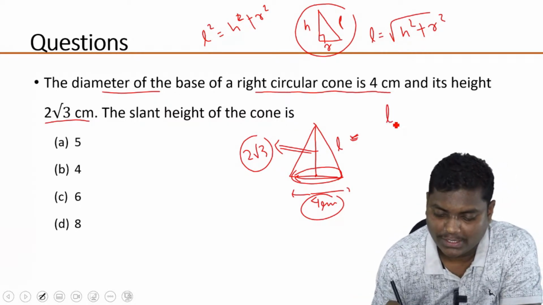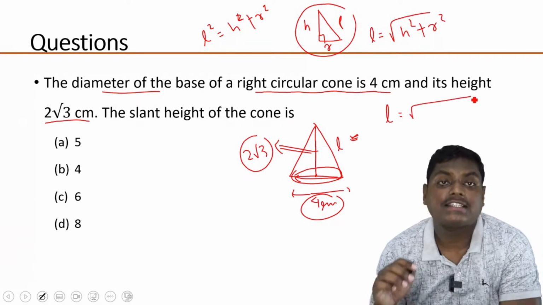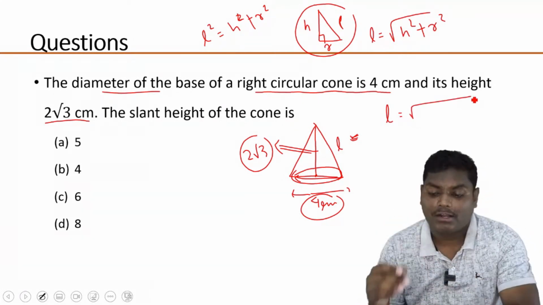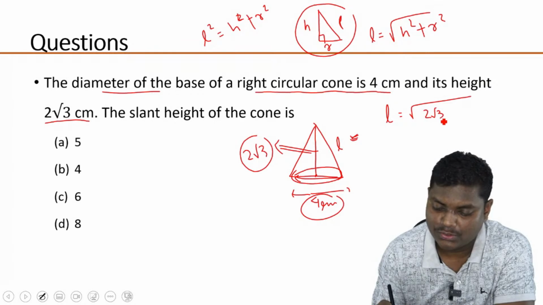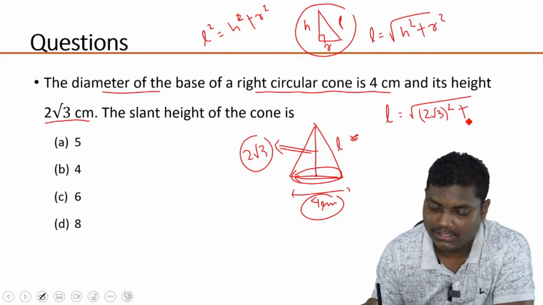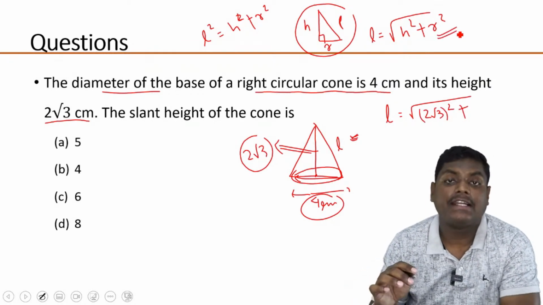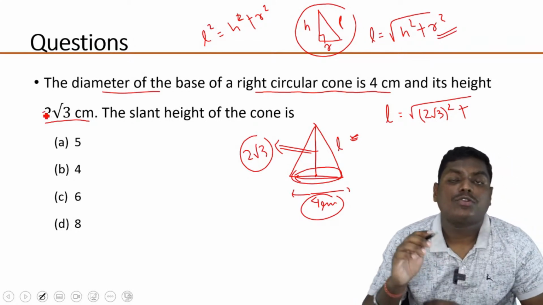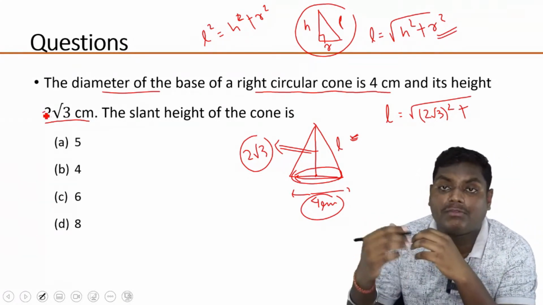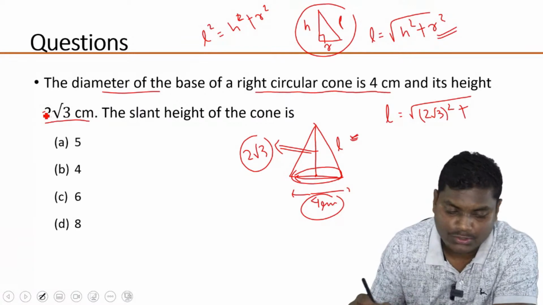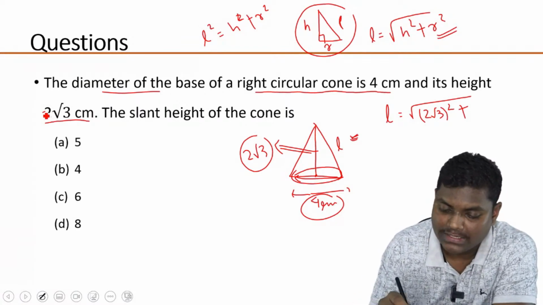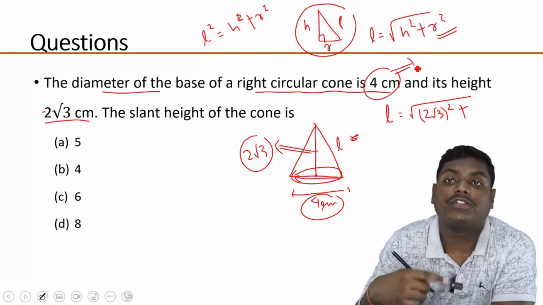Okay, so just plug in the values. The height is given to us as 2 root 3, so we take the square of it, 2 root 3 square, plus the radius squared. We need the radius, but they have given the diameter. The diameter is basically double the radius, so the radius will be half of it. Since the diameter is 4 centimeters, the radius will be 2.